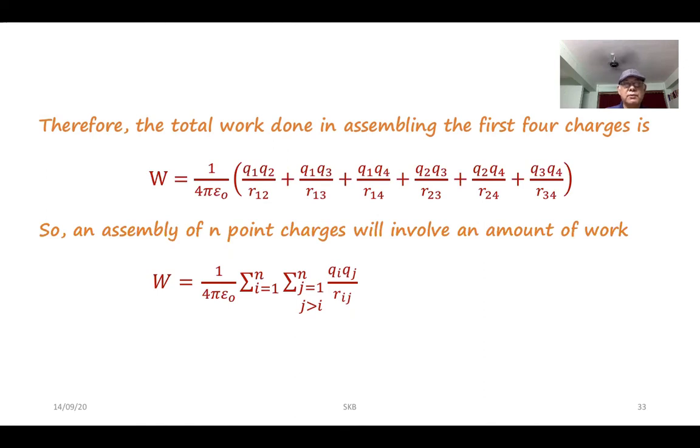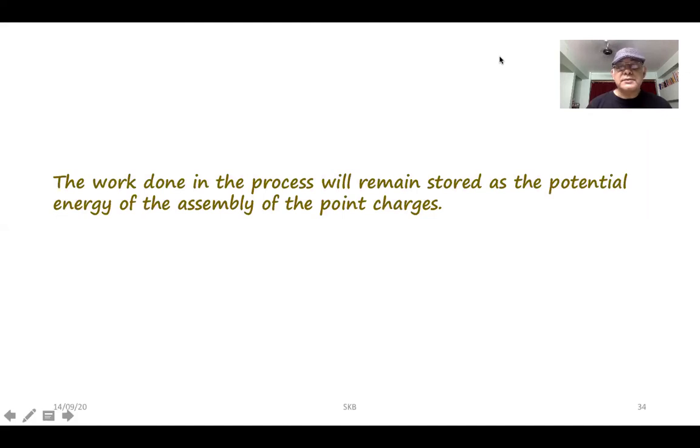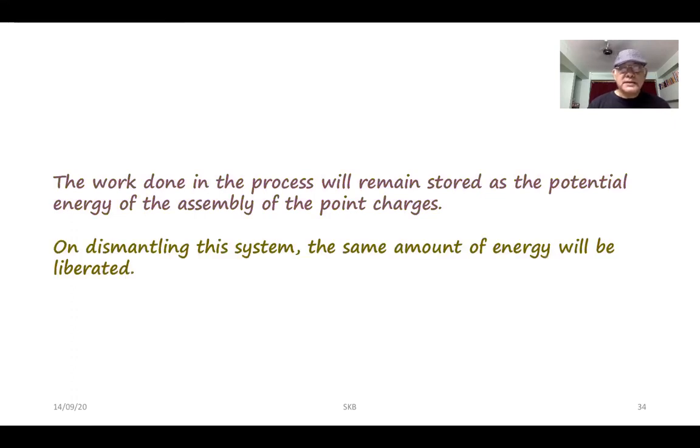Amount of work W is equal to 1 by 4 pi epsilon naught, sum over i equal to 1 to n, and again a sum over j equal to 1 to n, where j is greater than i, qi qj divided by rij. Here the condition j greater than i avoids counting the same pair twice. The work done in the process will remain stored as the potential energy of the assembly of the point charges. On dismantling the system, the same amount of energy will be liberated.